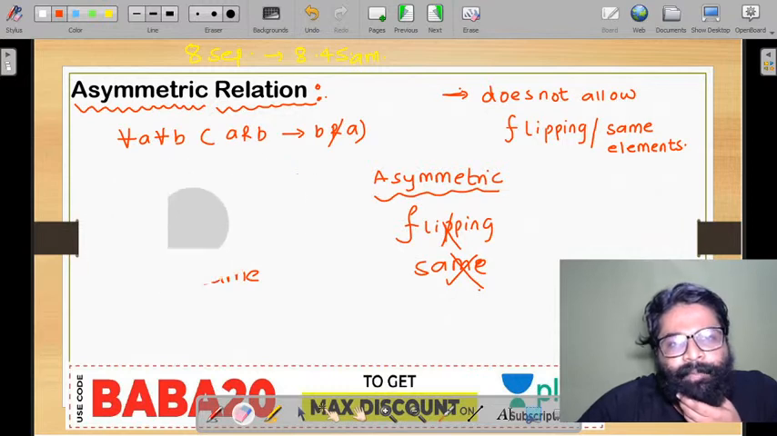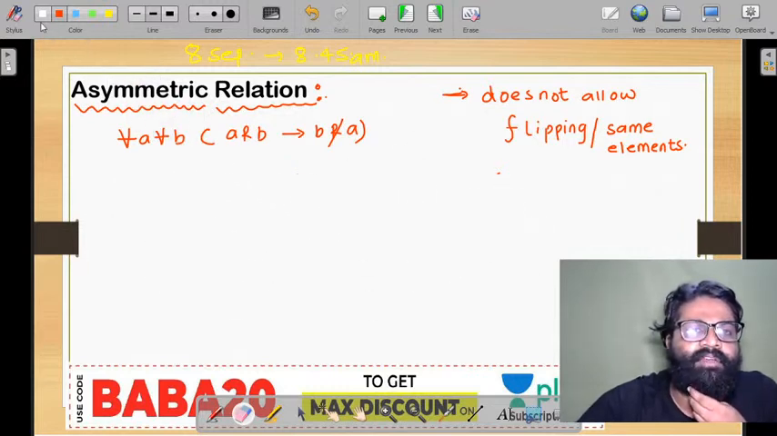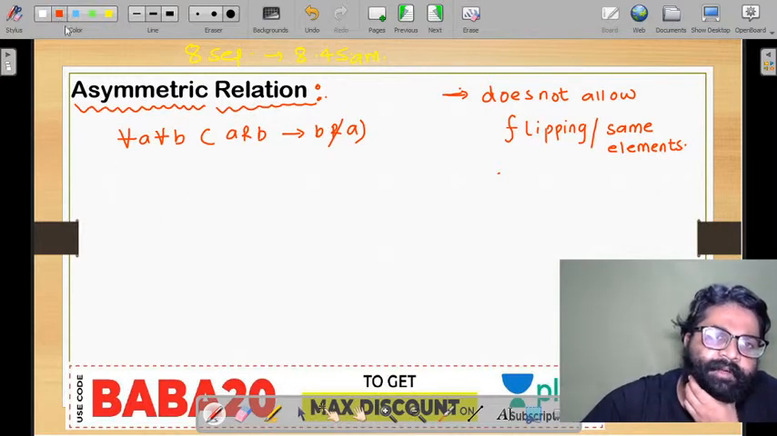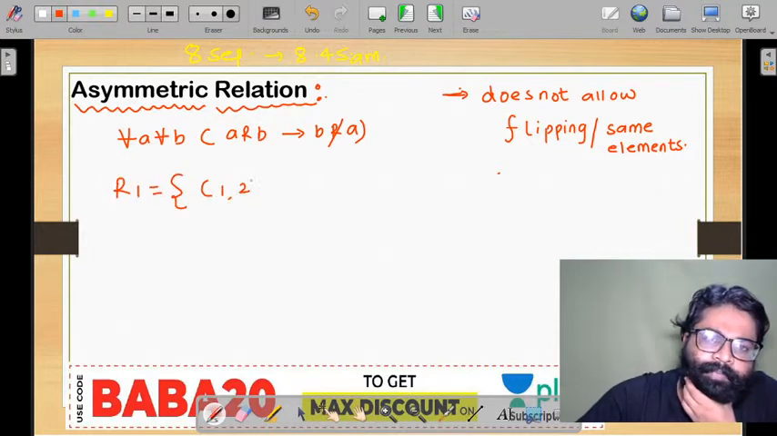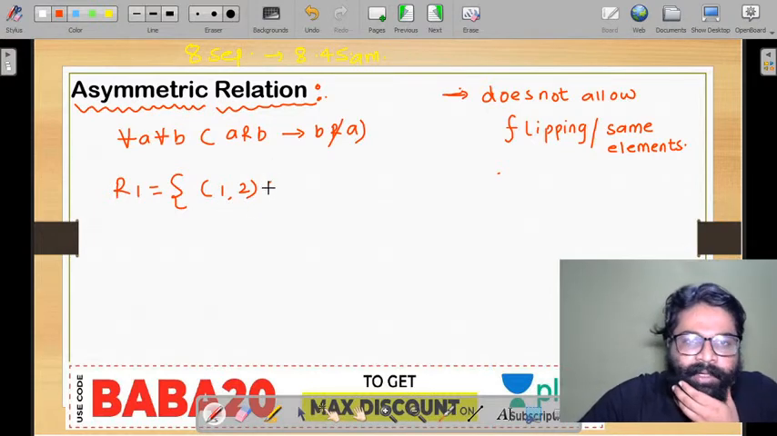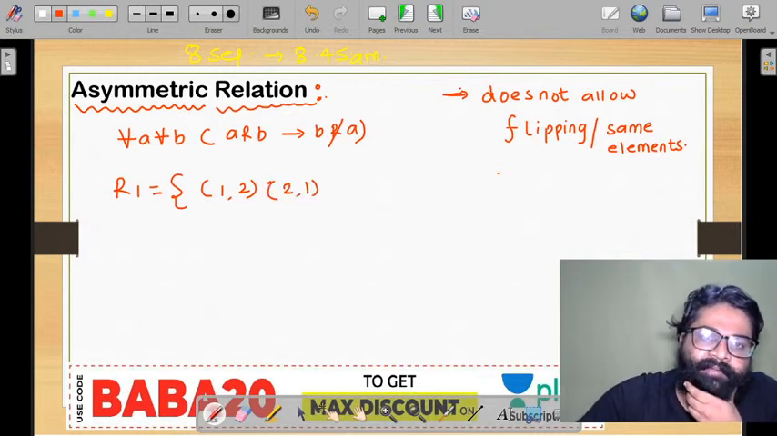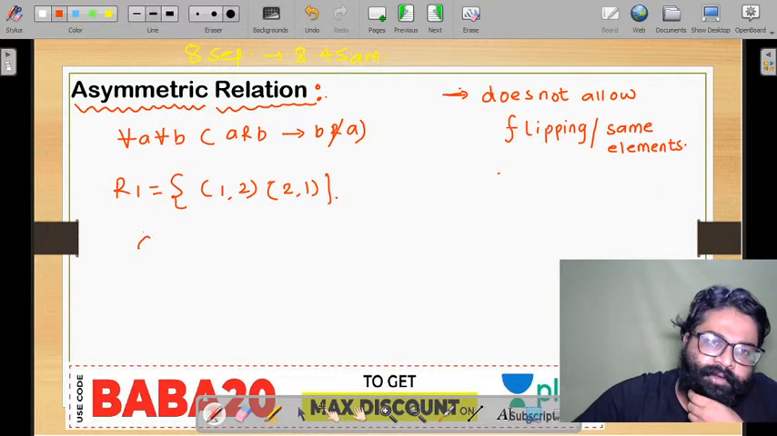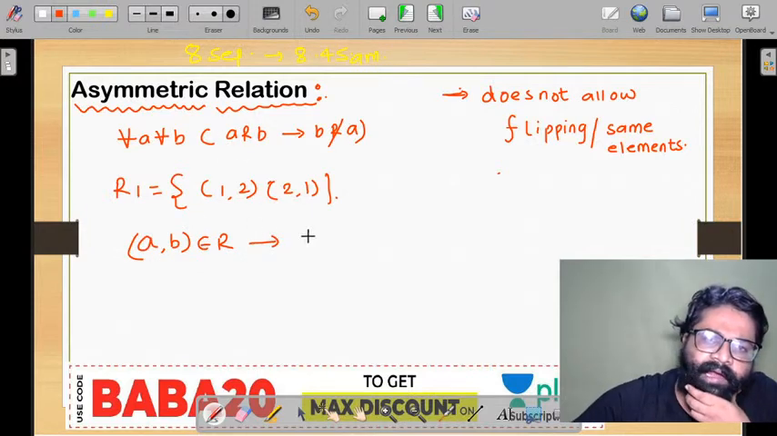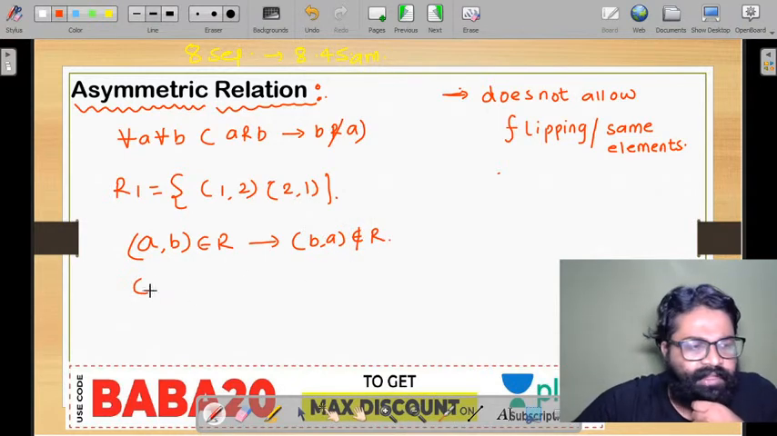Sir, can you give us examples so that we can understand the anti-symmetric and asymmetric relations? Yes, definitely I will give you an example. Suppose I have R1 and I write 1 comma 2, and then what will happen if I write 2 comma 1? Now if you use the logic, it is saying that a comma b belongs to R, either you write in this form or in this form, it doesn't matter, and then b comma a should not belong to R. Now here see this.